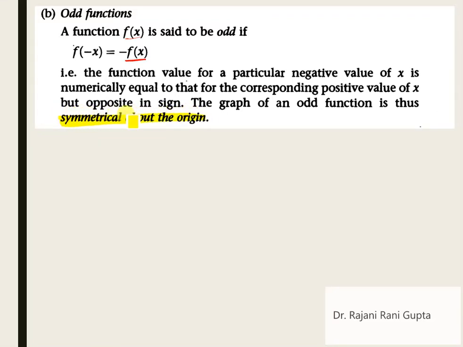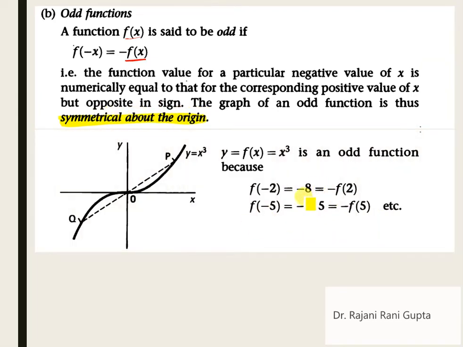Like in the previous one, it was symmetrical about the y-axis. This is symmetrical about the origin. So this is an example: f of x is equal to x power 3. So let's see the graph. This is the graph of the function. Again, you can use any software to prepare this graph, or you can simply substitute different values of x, you will get different values of y and you can easily plot it.